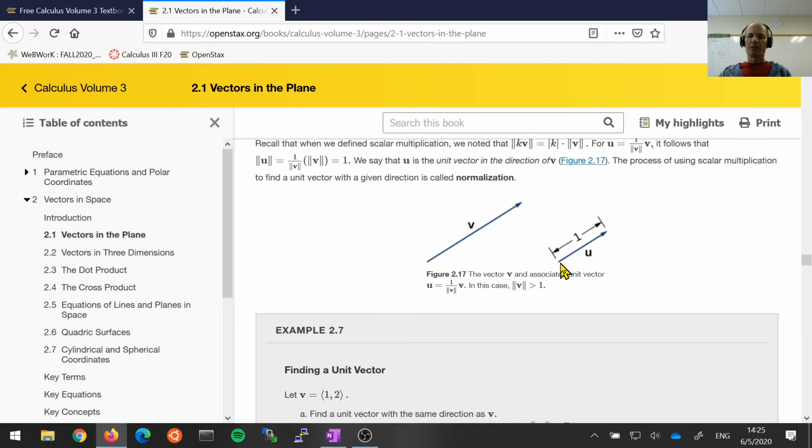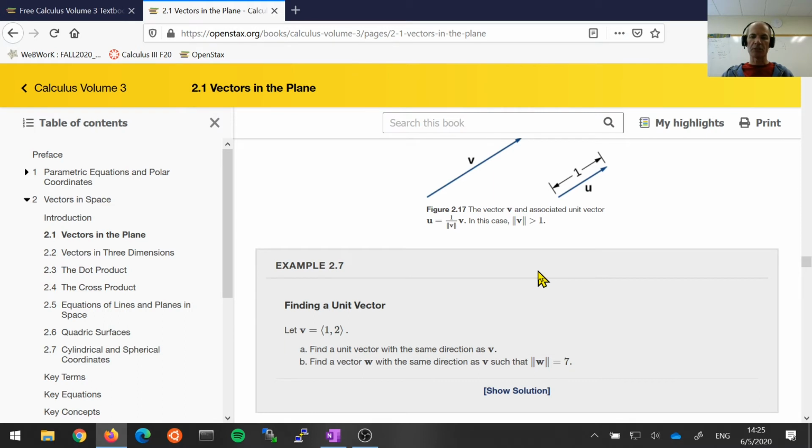Now, when we have a vector like u pointing in the same direction as v, we say that it's parallel and that it points in the same direction. We can have another vector that points in the opposite direction. We would call that anti-parallel. It's still parallel, but it points in the opposite direction.